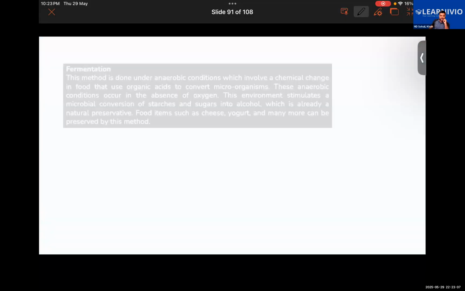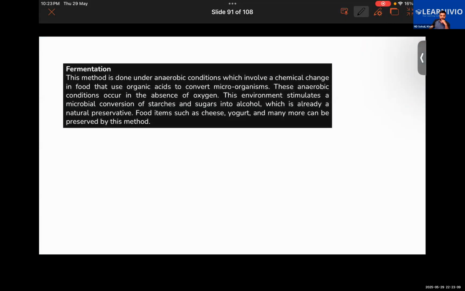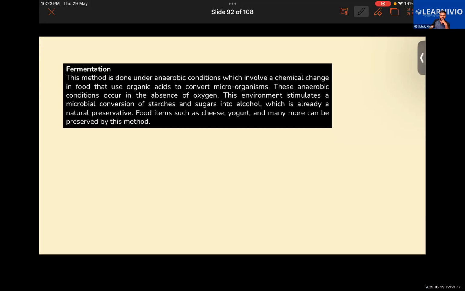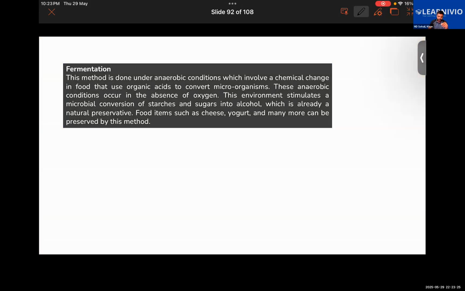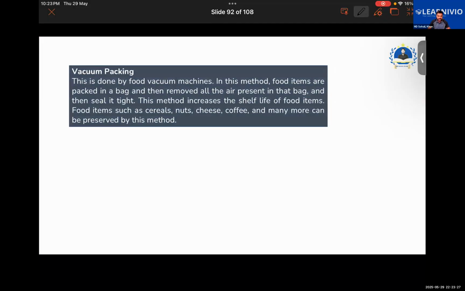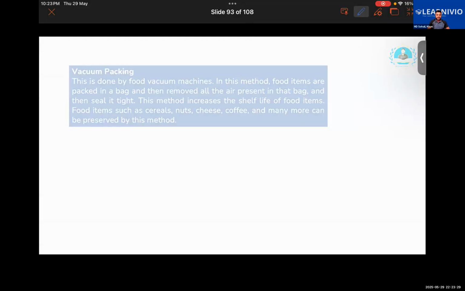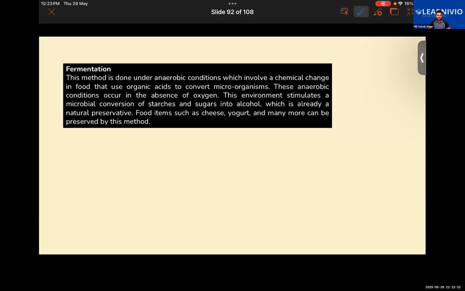Another method of food preservation is fermentation. See, in fermentation, basically the form of the food is being changed. It is being converted into some other form. For example, we take some fruit items, we add yeast powder to it, and under anaerobic conditions, that converts into alcohol. So the fruit items have been converted into alcohol. The nutritional value is being maintained, right?